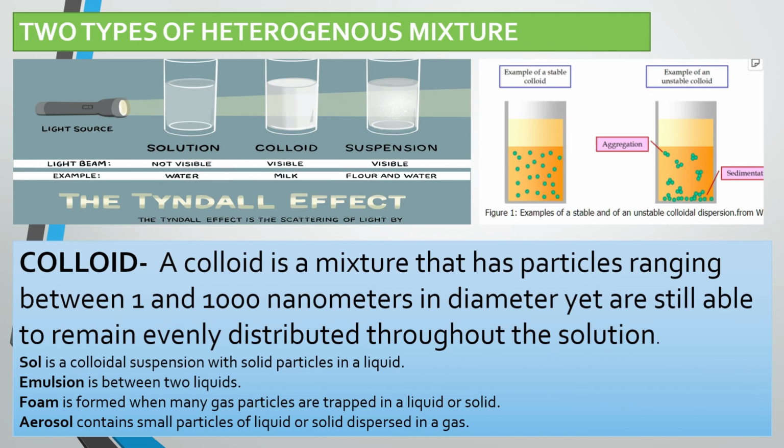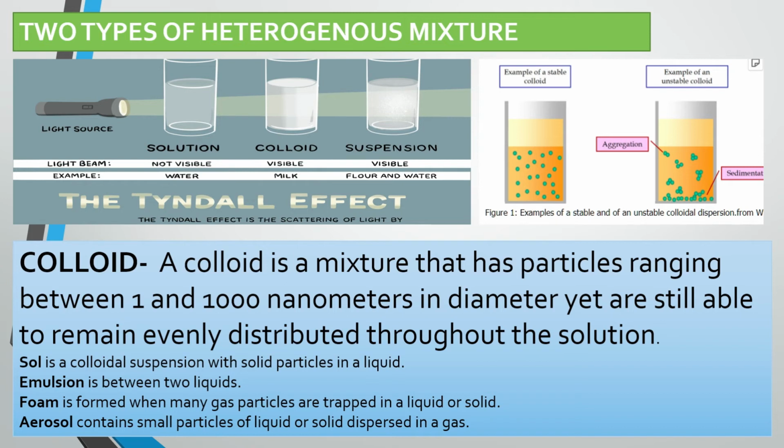So next, we also have the colloid. So ang sabi dito, colloid is a mixture that has particles ranging between 1 and 1,000 nanometers in diameter, yet are still able to remain evenly distributed through the solution. So dito medyo may pagkakapareho ng itsura ang colloid tsaka ang solution kasi in terms of colloid, all the particles are evenly distributed within the substances or the container. An example of colloid is yung mga emulsion like yung mayonnaise, yung icing, ayan yung foam, for example yung fire extinguisher, meron siyang nilalabas na foam, mga aerosols, mga gas, mga pabango, okay.